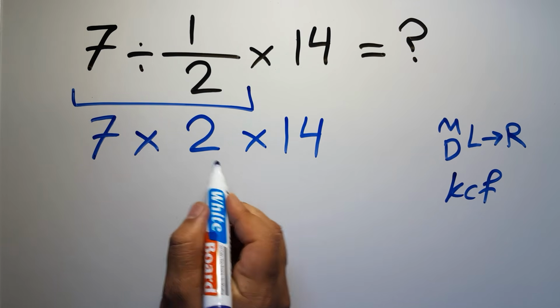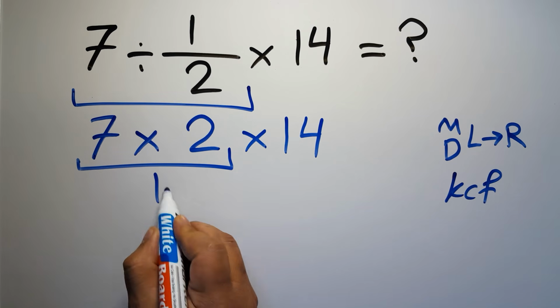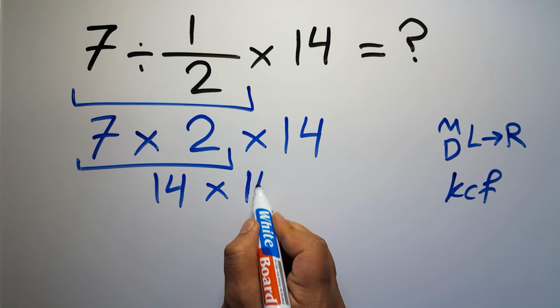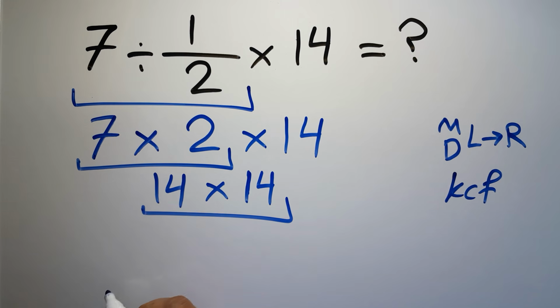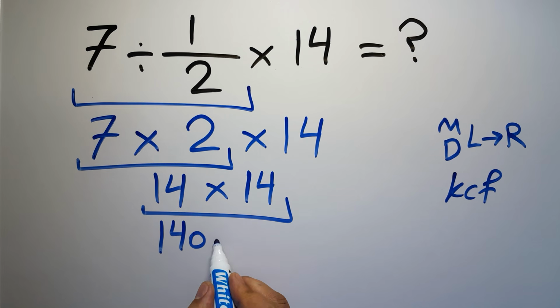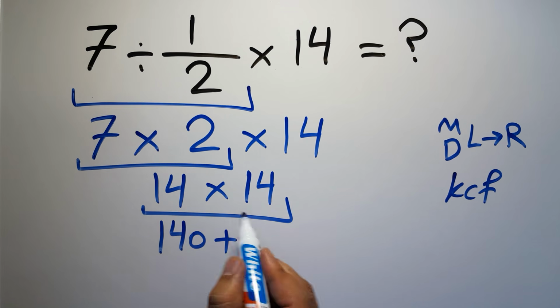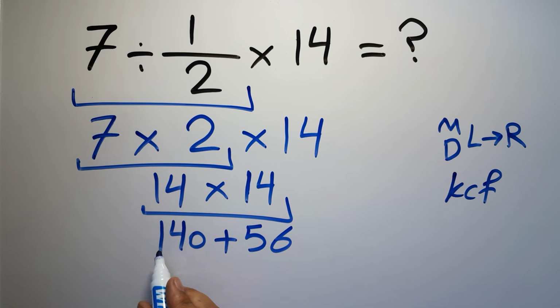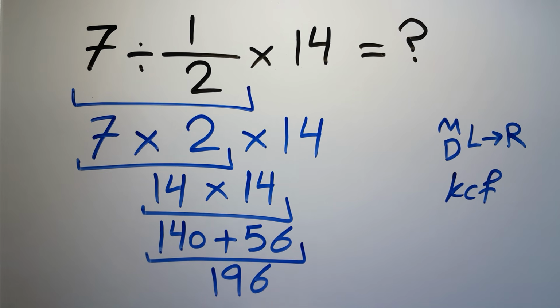Now 7 times 2 gives us 14. And 14 times 14. Okay? 10 times 14 gives us 140. So 140 plus 4 times 14 gives us 56. So 140 plus 56, which equals 196. And this is our final answer to this problem.